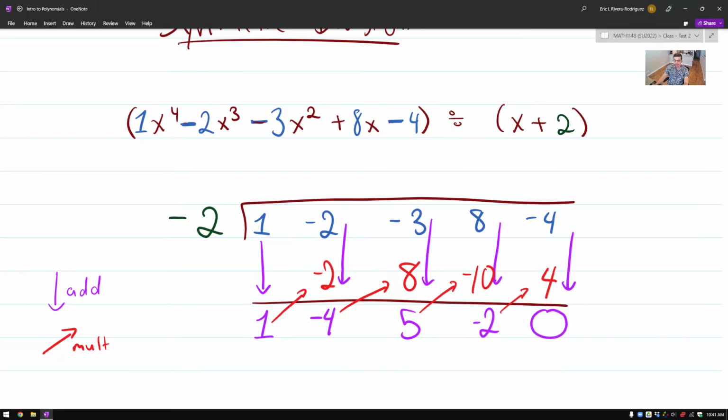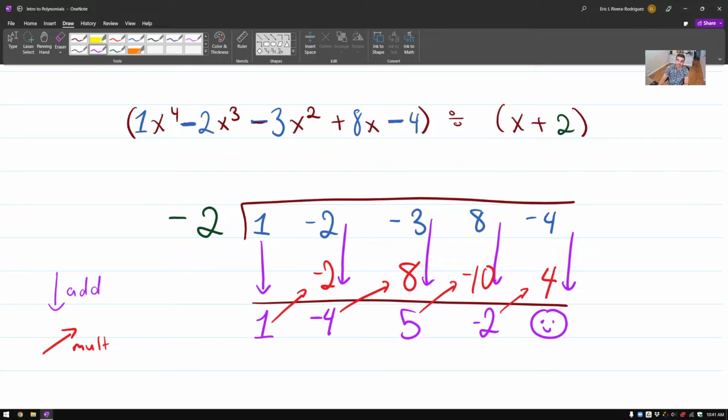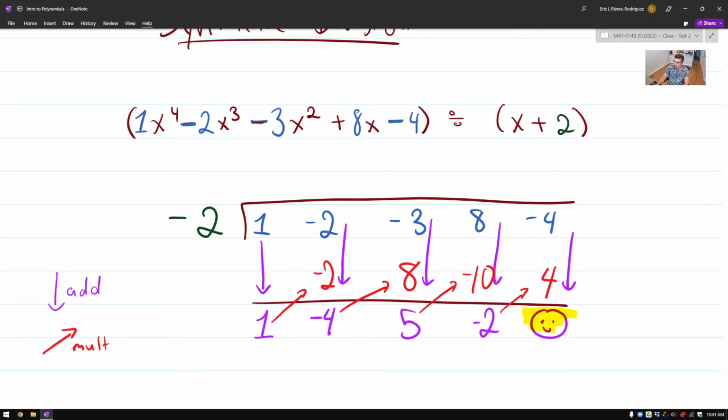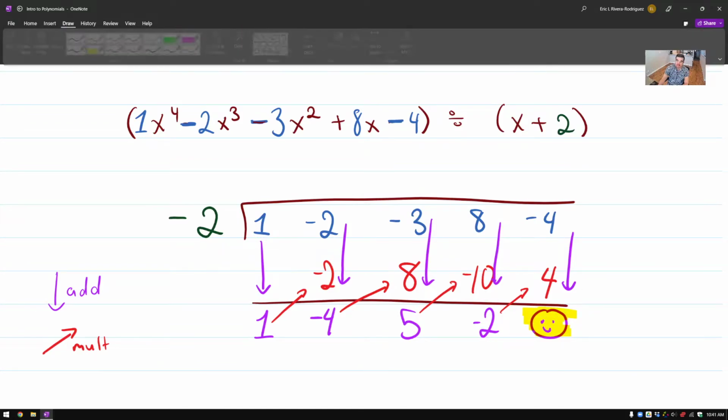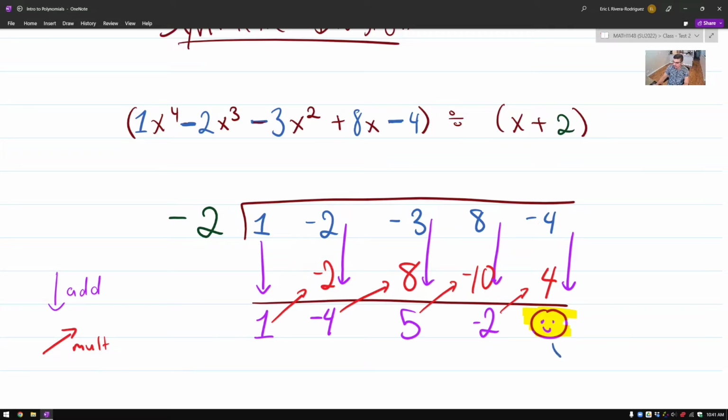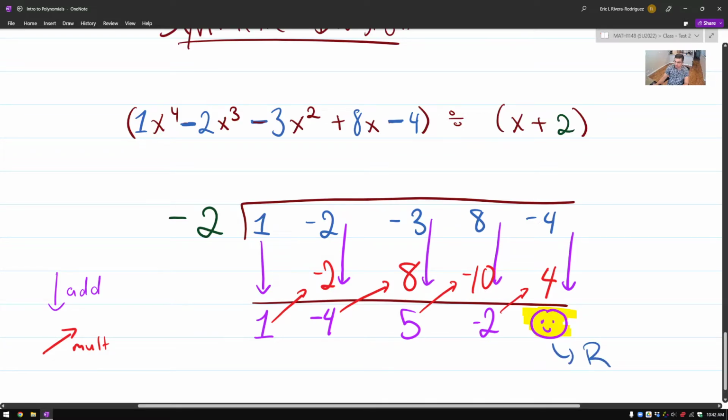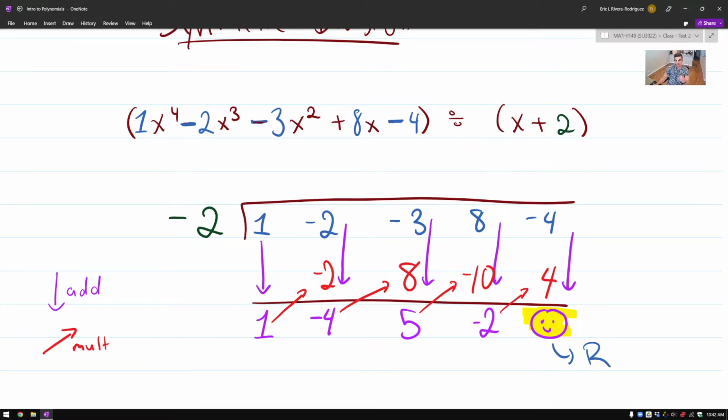0. That last number there should be 0. If we got 0, it means that we did it right. Why do I know that we did it right? Because this 0 here is the remainder of the division. If we got a 0, then we are doing it correct.